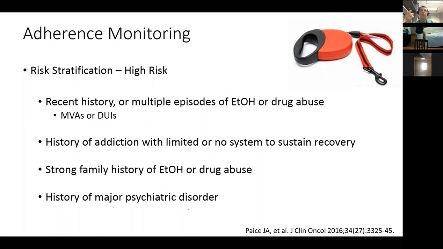So we want to look at what's been going on with the recent history. We want to continuously look for episodes of ethanol abuse or drug abuse, and look for indicators such as: has the patient been in a motor vehicle accident, have they had a DUI, have they had some run-in with the law, that would be an indicator that things are getting off the rails.